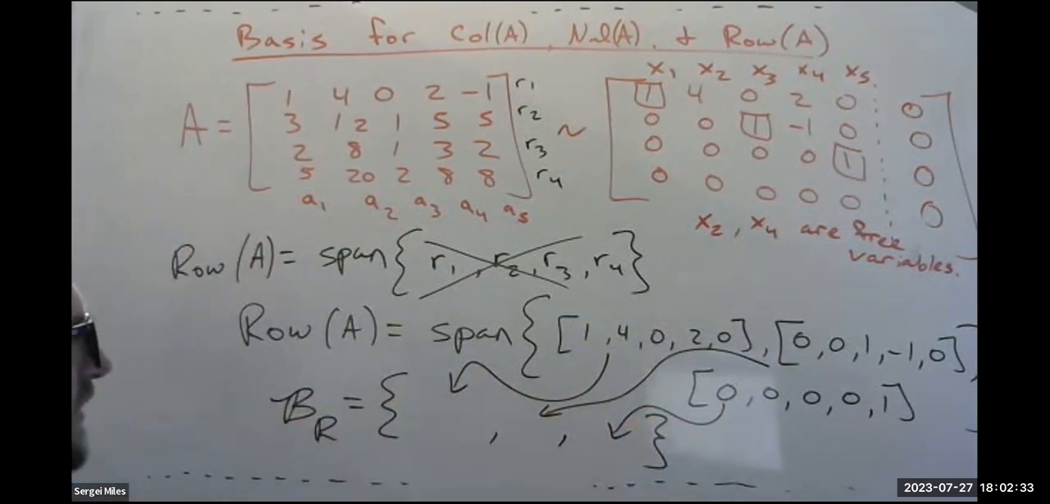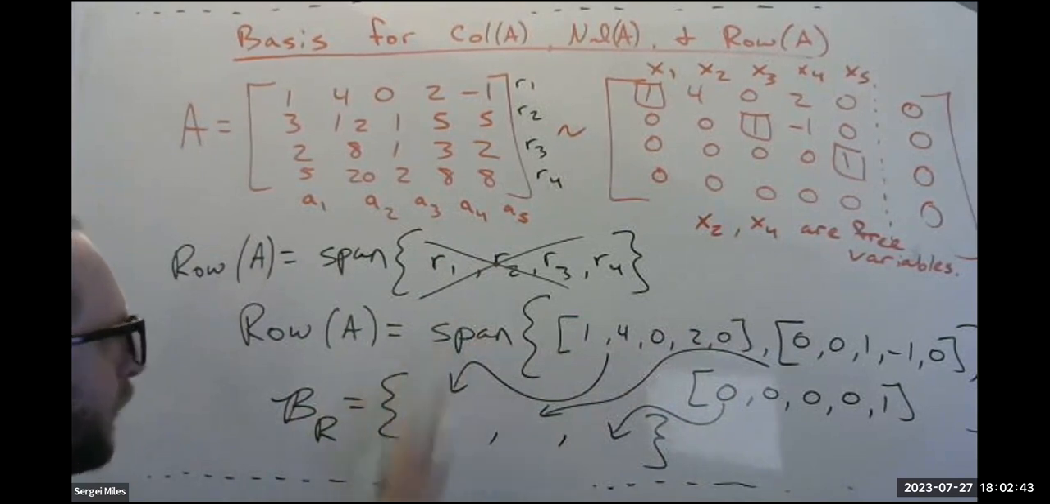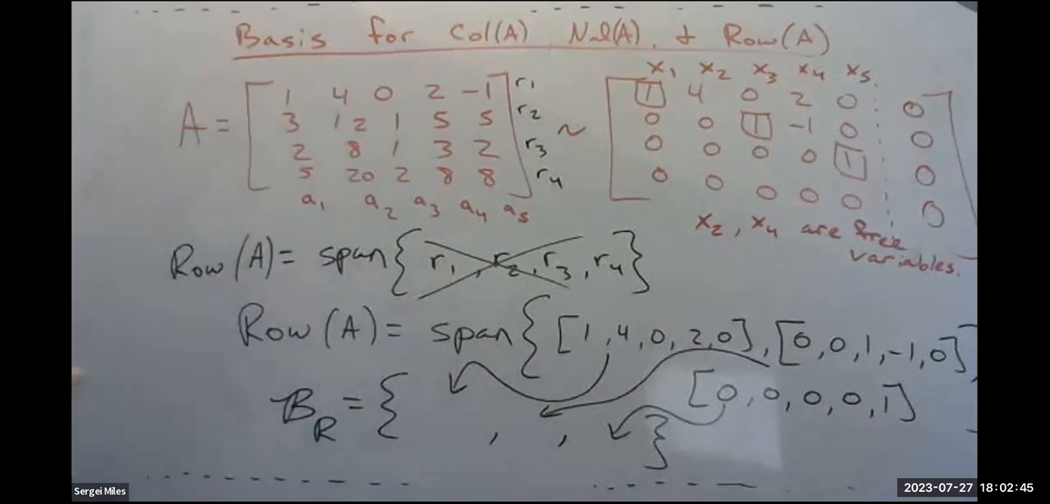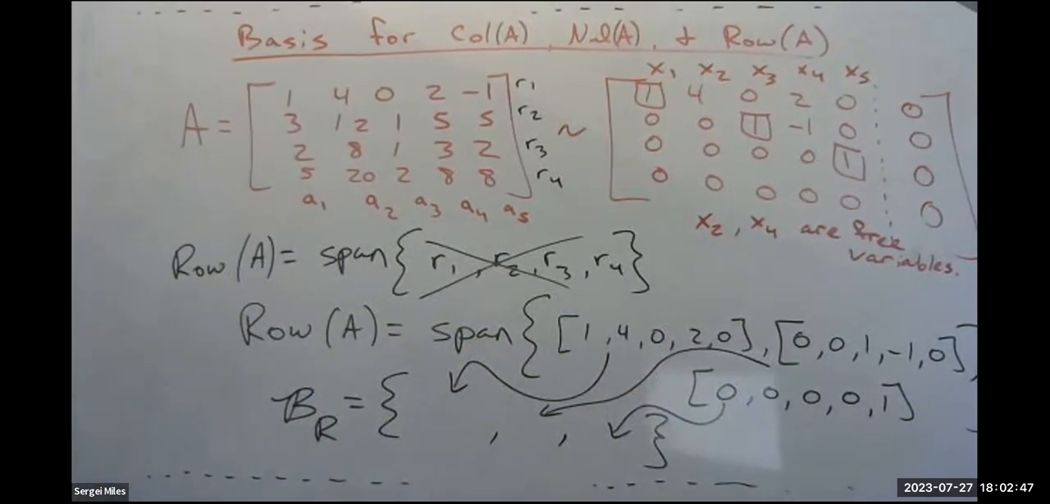Again, the basis is a finite set. The row space is an infinite set. It's the span of something. The difference in the notation here is super key, right? You don't want to flip around the span here. Okay. So that's going to show us how to get the basis for the column space, null space, and row space for any matrix A.